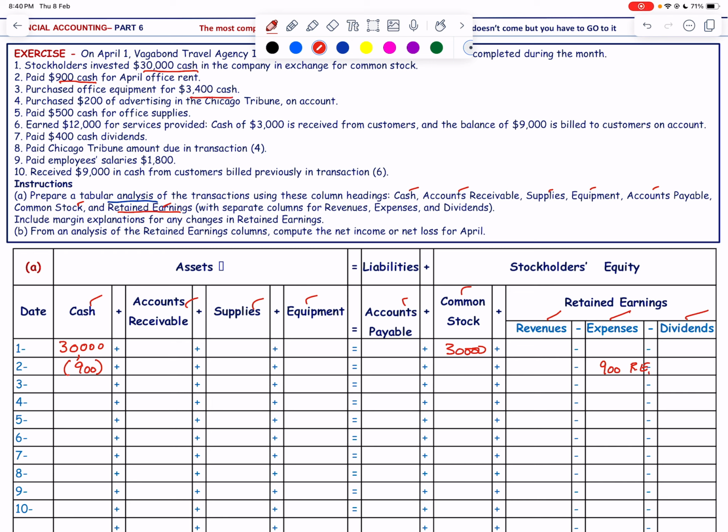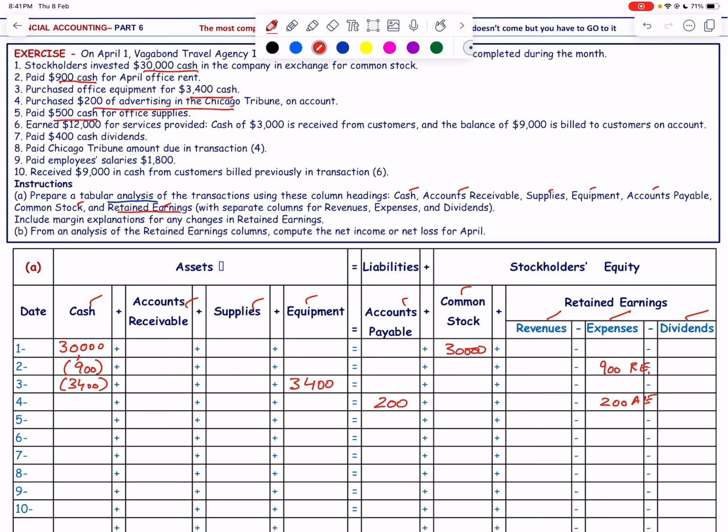Then purchase office equipment for 3,400 cash. So again, cash is decreasing by 3,400. We have purchased equipment for 3,400. Purchase 200 of advertising in the Chicago Tribune on account, and because this is an advertising expense on account, our liability increases by 200, and this is an advertising expense for 200 as such.